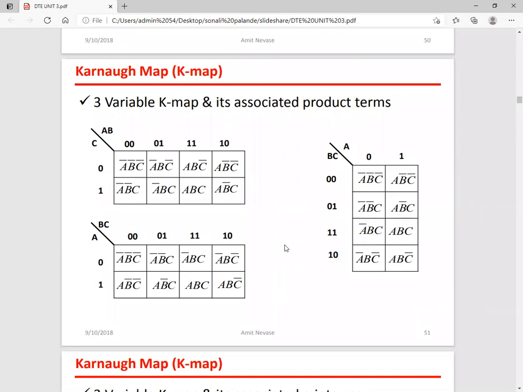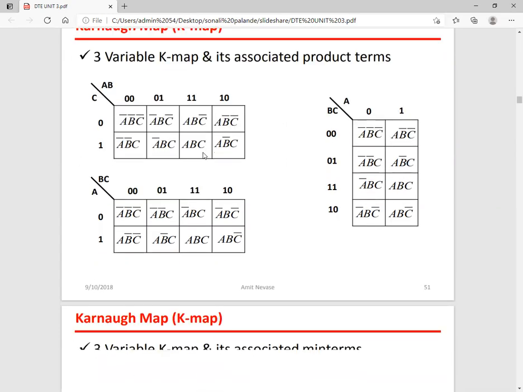3-variable Kmap and its associated product terms. So here A is equal to 0, B is equal to 0 and C is also equal to 0, that is A bar, B bar, C bar. Here A is equal to 0, B is equal to 1, C is equal to 0, that is A bar, B, C bar. So likewise these values.